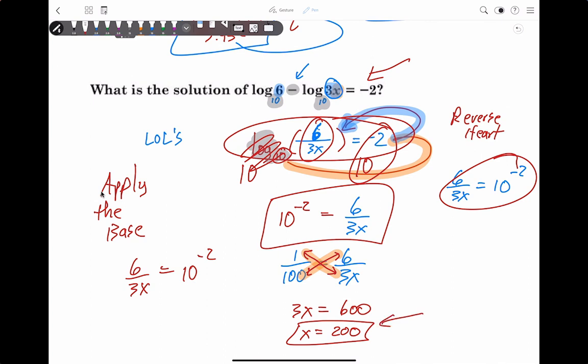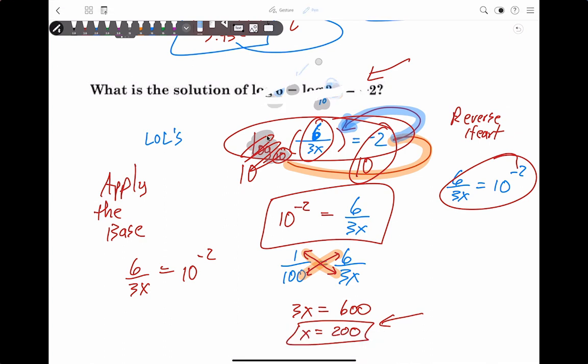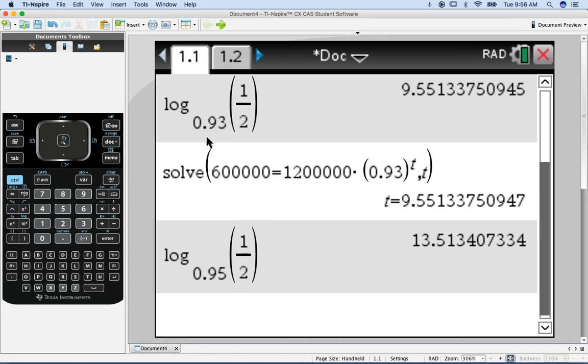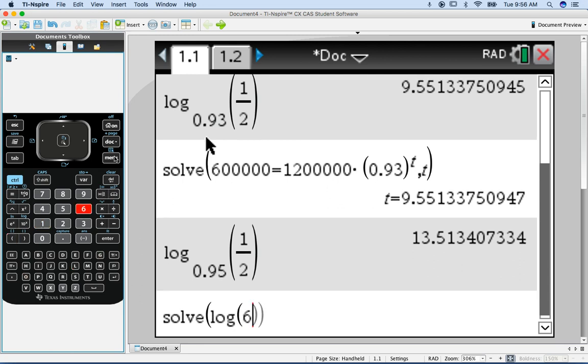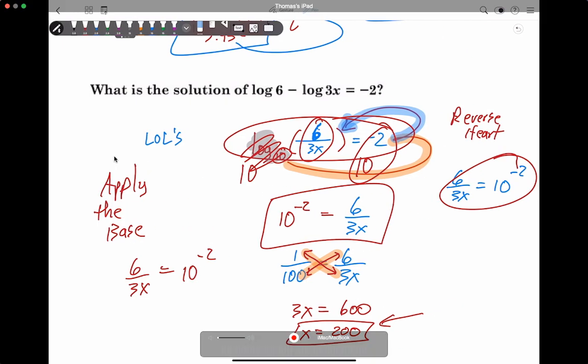And again, the focus is to do it without a calculator so that you can refine all of these algebraic manipulation skills. Let's check it simply by plugging in the original problem and seeing what x is. Okay, so here we go. I'm going to plug in, menu 3.1, and it's going to be log of 6 minus the log of 3x is equal to negative 2. And for me, calculator, can you please solve for x? And sure enough, x is 200, just like we got.